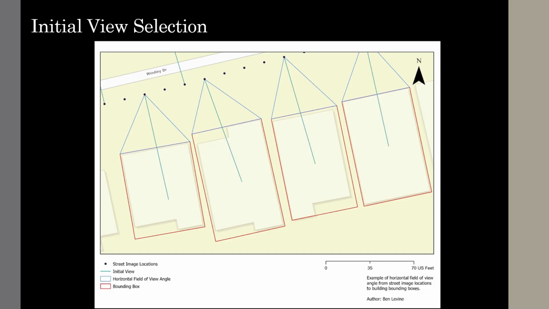A line will then be created between the 2 points to represent the initial view from image location to the building centroid. In this case, that's the green line in those images going from the image locations to the centroid of the building. Since panoramic images have 360-degree horizontal fields of view, the azimuth of the line is then calculated to determine the yaw. So in the case of the building on the left, just eyeballing it, that's approximately 170, since 180 degrees would be directly south.